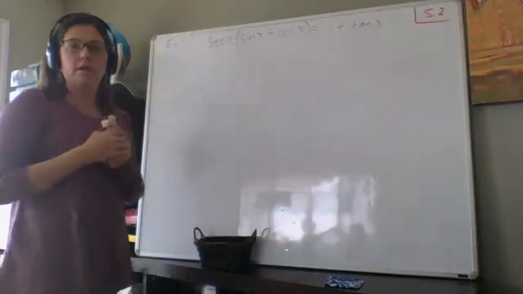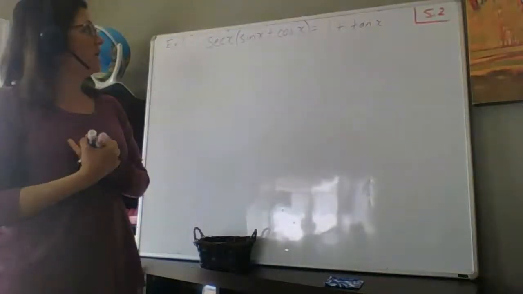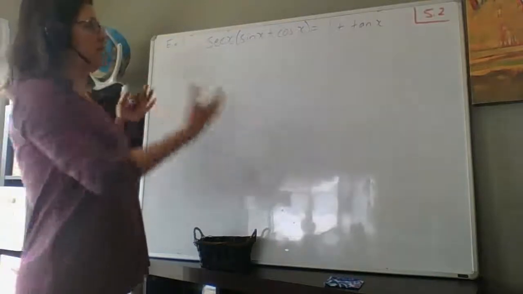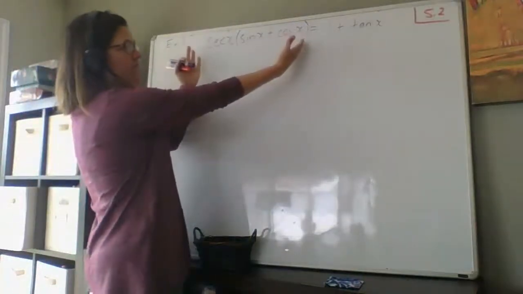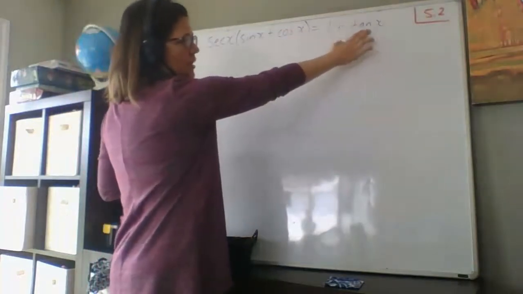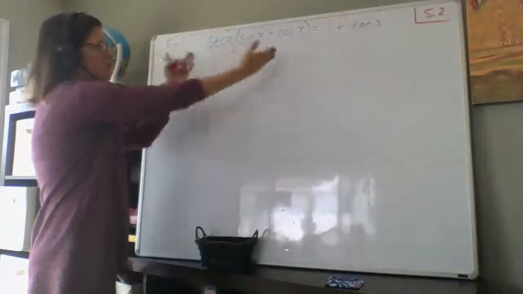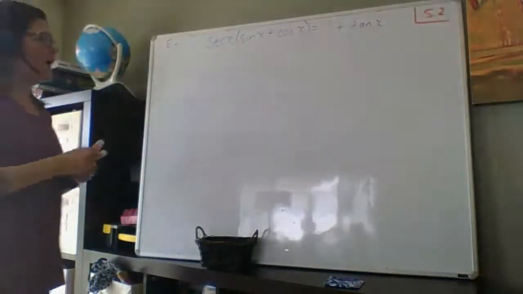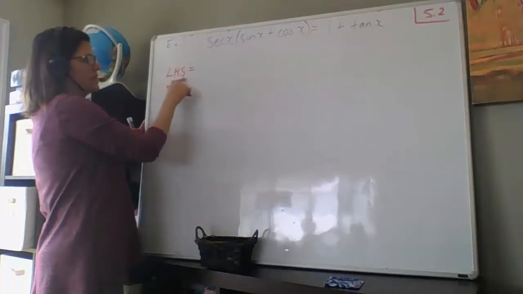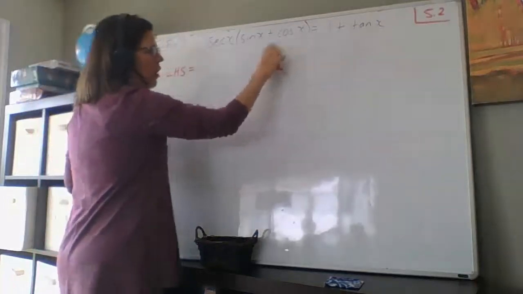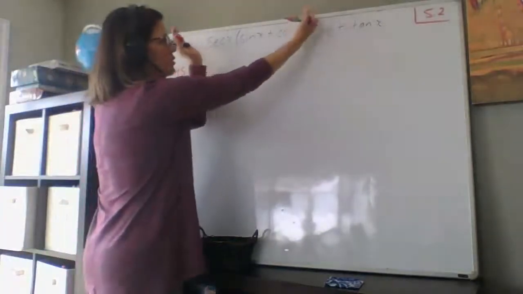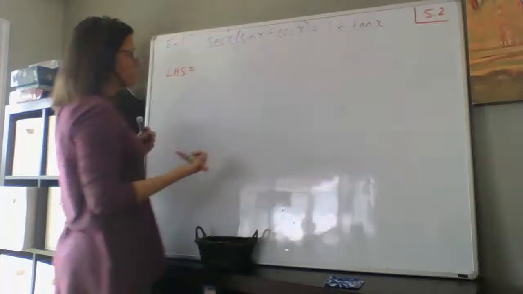One strategy is to choose the more complicated side. In this case, it's pretty obvious because this has three different expressions. It has parentheses, whereas this is just one function added to one. So we'll start with the left-hand side, and the way we denote that is LHS for left-hand side. That means we are showing our readers that we are working just with this side over here.